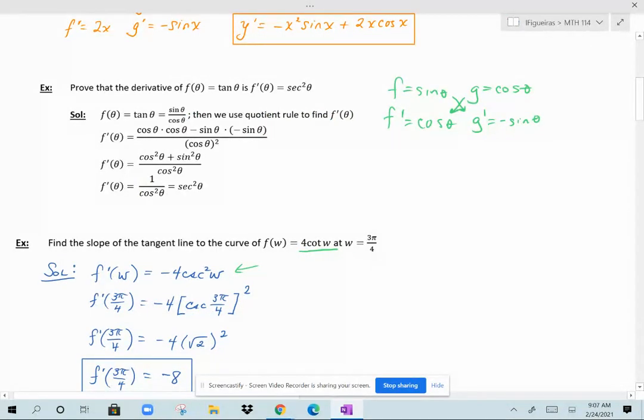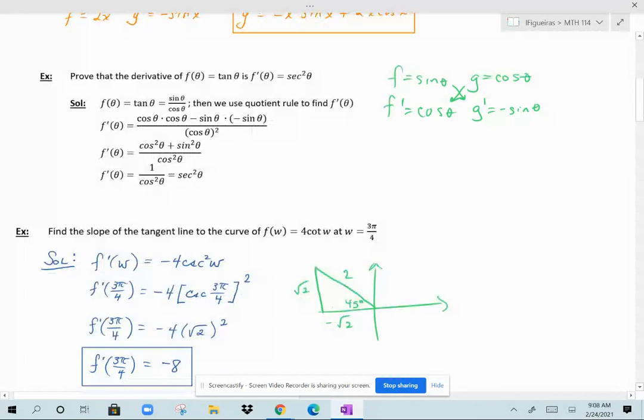So now I'm going to plug in the 3 pi over 4. And remember that squared means that I'm actually going to evaluate cosecant of 3 pi over 4 and then square that result. Now, 3 pi over 4 is in quadrant 2, and it is a special angle. It's a 45-degree reference angle in quadrant 2. And so we should remember that 45 degrees has the opposite side of root 2, the adjacent side is negative root 2, and the hypotenuse is 2.